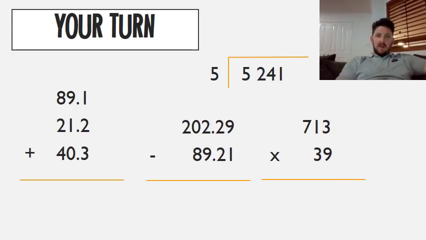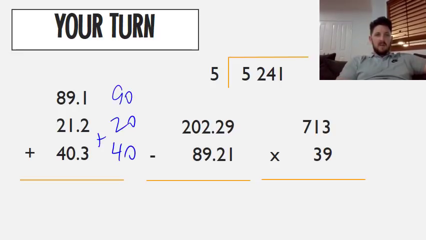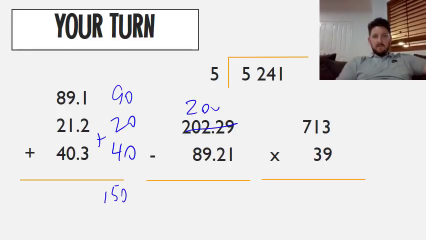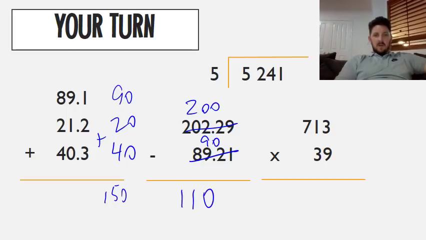Okay, hopefully you've found those quite easy. Let's have a look at the first one. Let's rewrite it. 90, 20, 40. Let's add them together. 90 and 20 is 110. Add 40 is 150. The next one, I'm going to change it to 200. I'm going to change it to 90. And then it leaves me with 110.